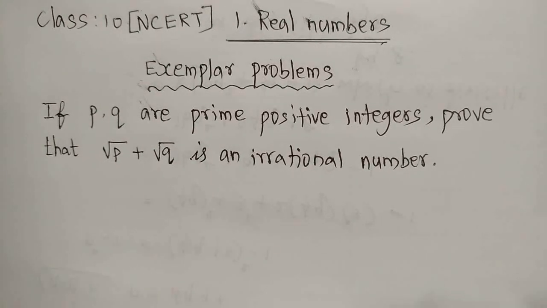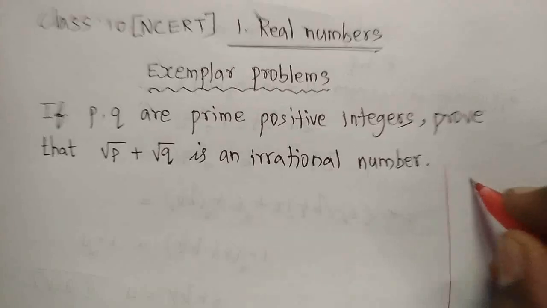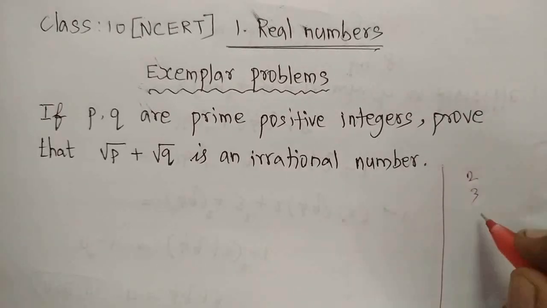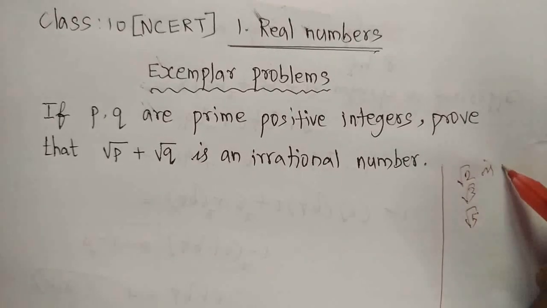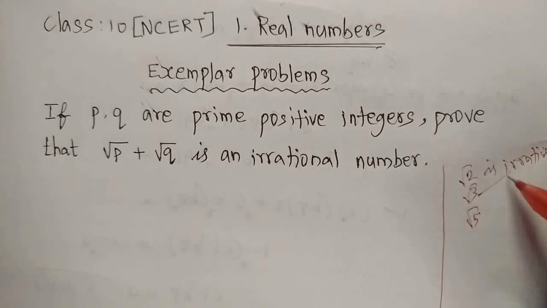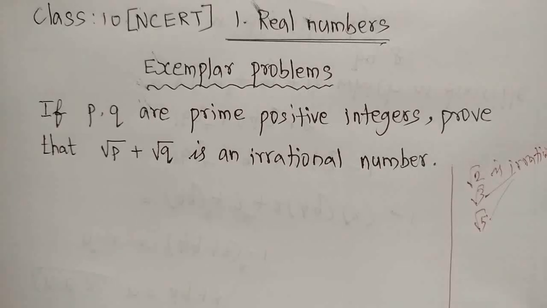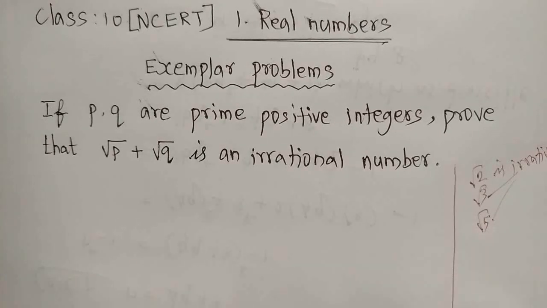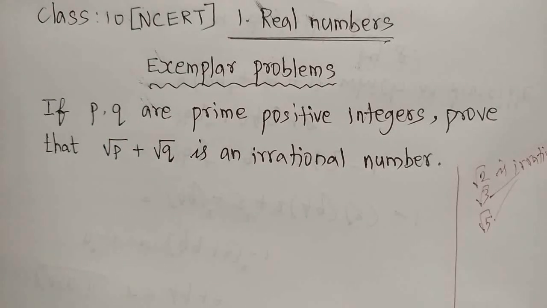It is definitely very easy to go, because we know that if you take any prime number like 2, 3 and 5, the square root of any prime number is irrational. We know this because I already gave a video on it. So this is irrational, this is also irrational, so the square root of any prime number is definitely irrational. We need to prove this in a general way, because they have given P and Q, not numbers.